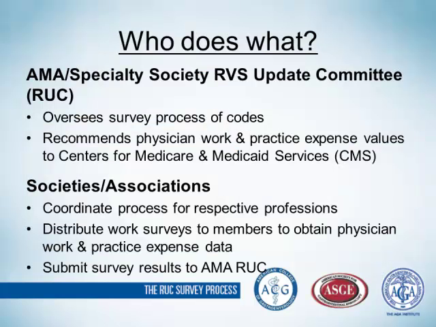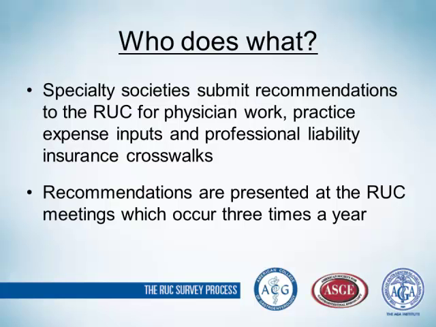Who does what? The AMA Specialty Society RVS Update Committee, or the RUC, oversees the survey process of the codes. The RUC will make recommendations regarding physician work and practice expense values to CMS. The specialty societies coordinate the process for the respective professions. They distribute the work surveys to members to obtain physician work and practice expense data, and they submit survey results to the RUC. The specialty societies submit the recommendations to the RUC as mentioned for physician work, practice expense inputs, and professional liability insurance crosswalks for each code that is surveyed.